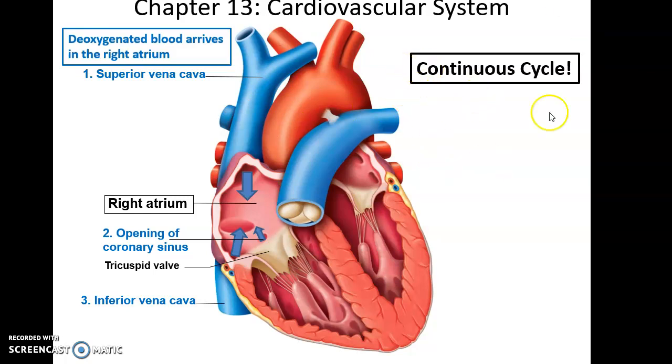It's worth mentioning that the right and left sides of the heart actually act at the same time. So the same time that blood's going from the right atrium into the right ventricle, blood is also going from the left atrium into the left ventricle. And then when blood goes from the right ventricle into the pulmonary trunk, at the same time, blood is going from the left ventricle into the aorta. So these two sides of the heart, the two pumps of the heart, operate together.